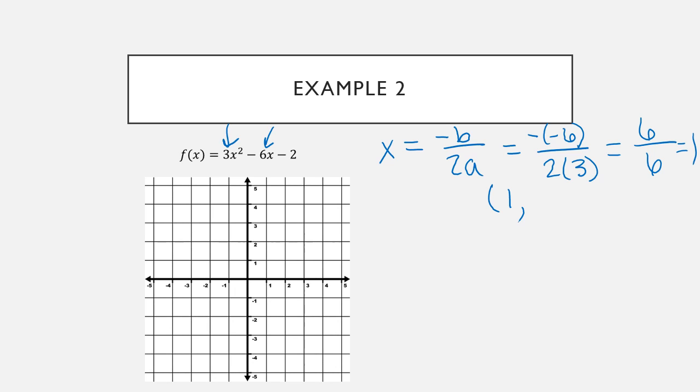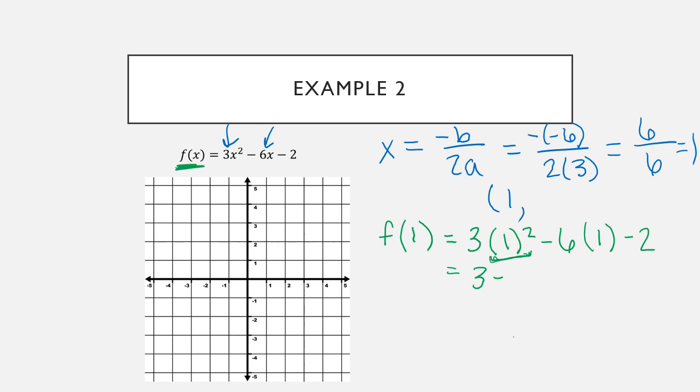So let me get a different color here and I'll show you what that would look like. We're going to take our original function, but we're going to plug in 1. So that would look like 3 times 1 squared minus 6 times 1 minus 2. And then we're just going to solve this. Now be very careful when you solve this though. You have to remember order of operations and solve 1 squared first, which is 1. 1 times 3 would be 3.